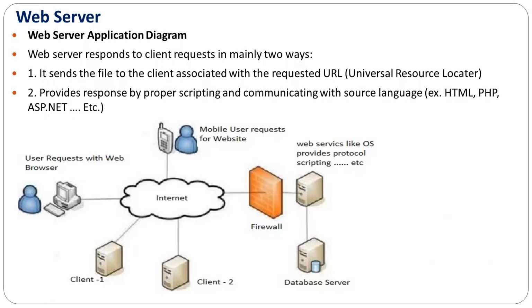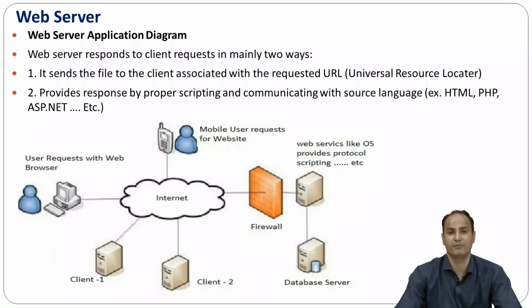Now next is the web server application diagram. If we have to learn how the web server performs its functionality, we can say that it generally performs two main tasks. One is that it sends the file to the client associated with the requested URL, and second, it provides the response by proper scripting and communicating with source languages, that is, in the form of HTML, PHP, ASP.NET, etc.